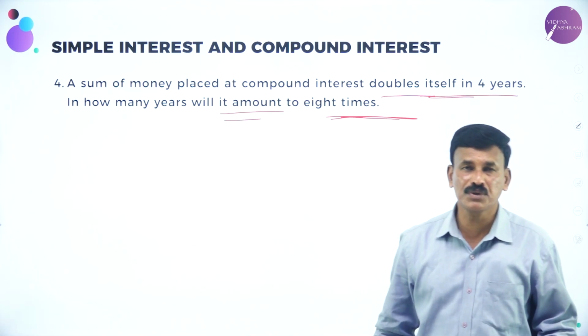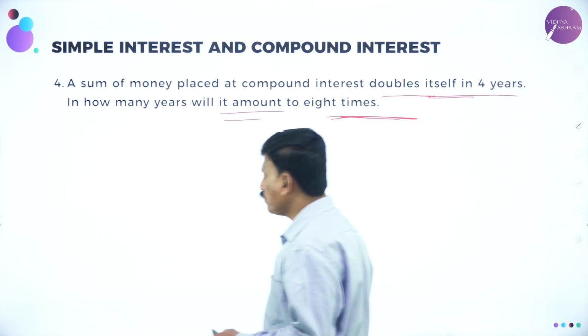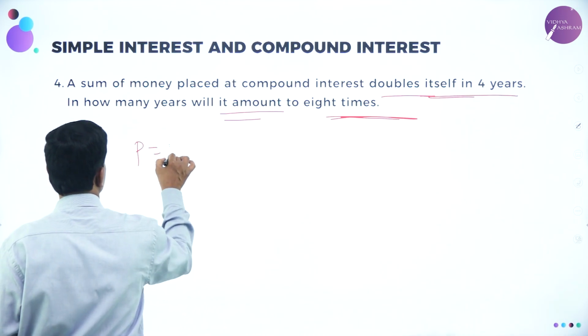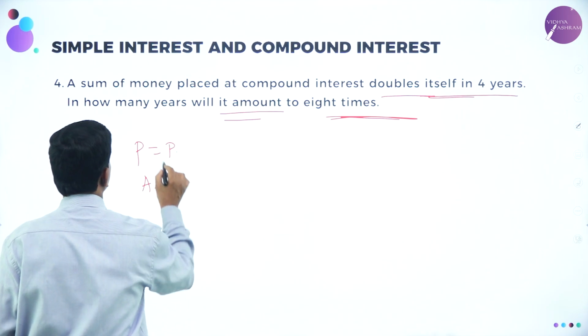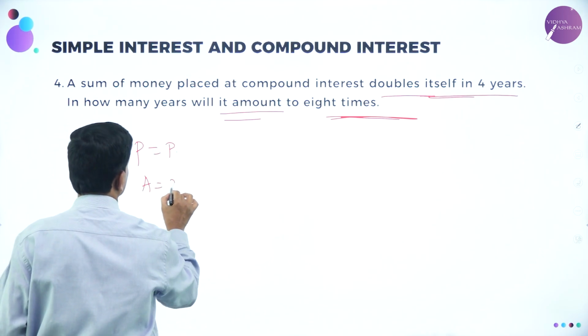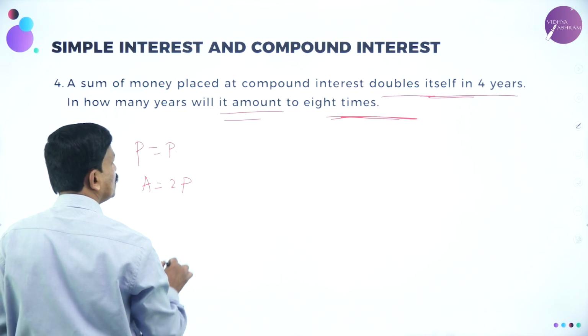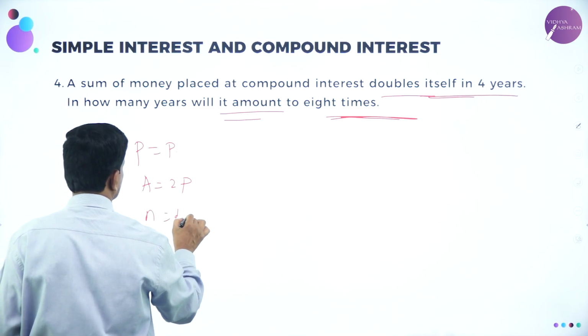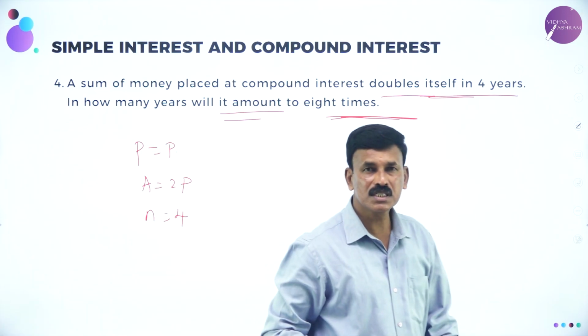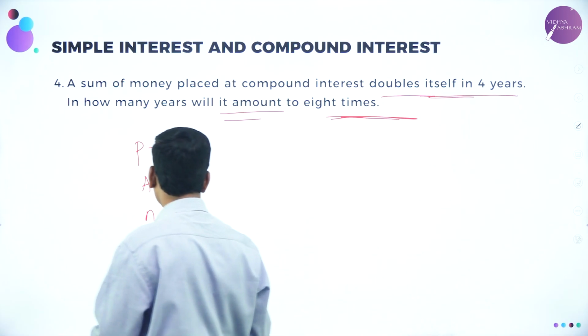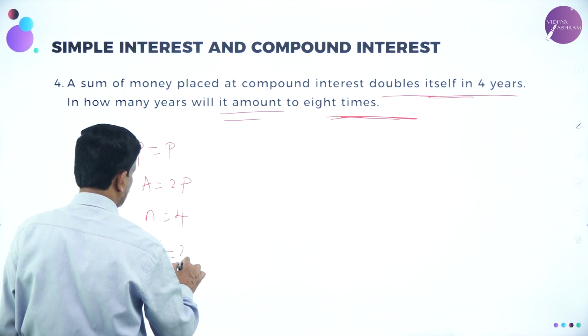Okay, this is also an important problem. Now here, what is the principal? Let us take P as the principal. Then what is the amount? The amount becomes double, 2 times the principal. In how many years? N is equal to 4 years. This is given. Now find out the value of I here.